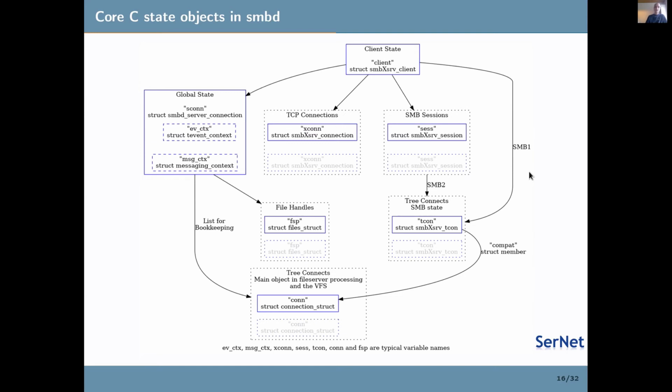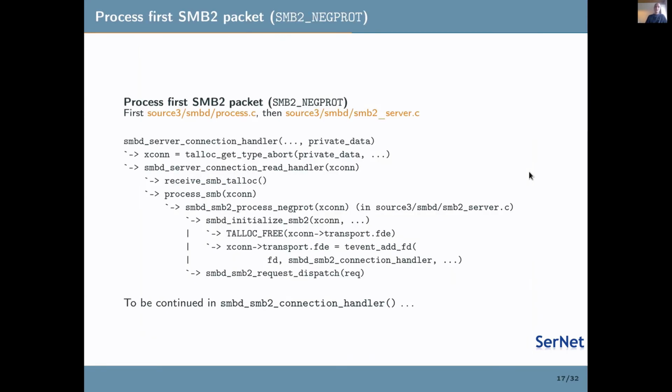So remember, previous slide, smbd_server_connection_handler is the function that gets called whenever there's any I/O in the forked child coming in. And suppose now we have an SMB2 connection and we get our first SMB2 packet, an SMB2 negotiate protocol request. This first starts in, this is all clickable, at least here on my system, in source3/smbd/process.c.